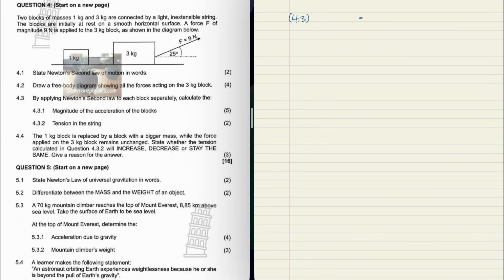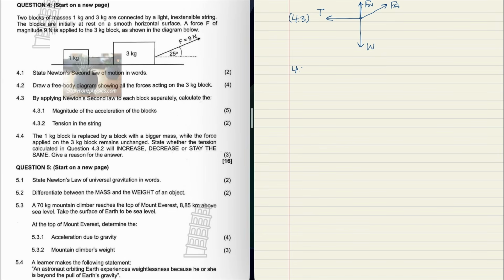So on the 3 kilogram block, we have a force applied. Because it has a mass, it's going to have a weight. It's on a table, so it's going to have a normal force. It's also going to have a tension force to the left. And well, it's a smooth horizontal surface, so that implies no friction. Okay, so those are our forces.